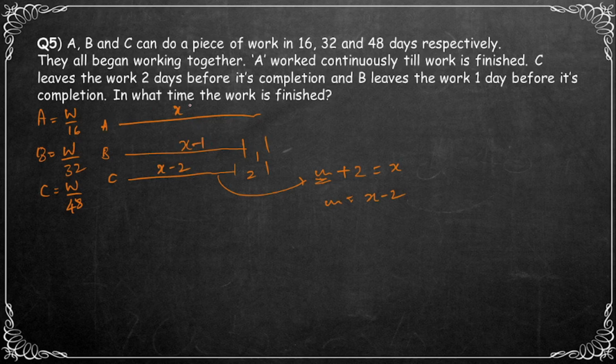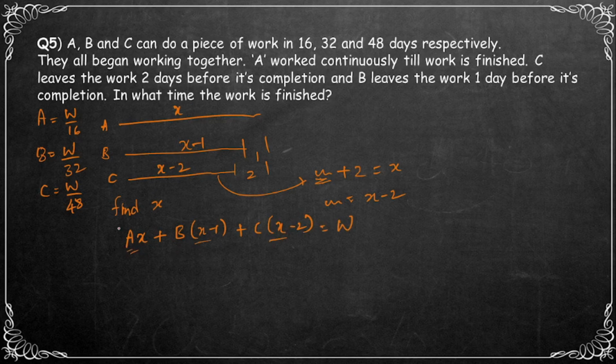Okay, so A has worked for X number of days, B has worked for X minus 1 number of days, C has worked for X minus 2 days. They are asking us to find the total number of days, which is X. So how do we find that? The part of the work done by A is A's productivity into X, the number of days he has worked. B's productivity into X minus 1, the number of days that he has worked. Similarly, C. If we combine these parts of work, we get the total work.